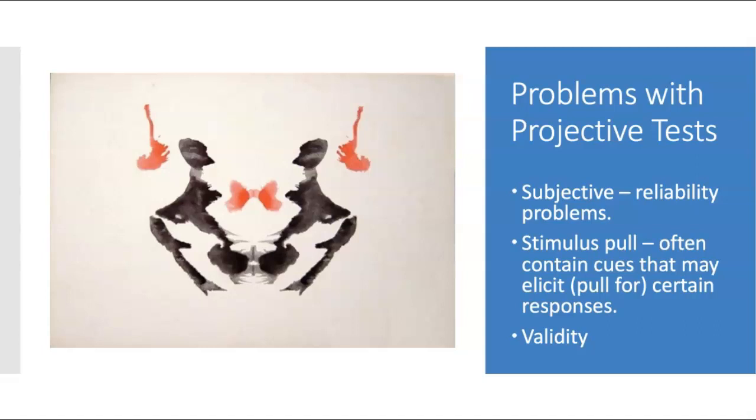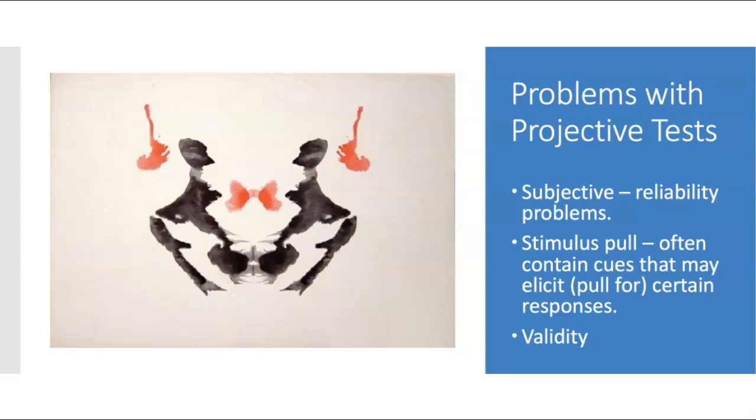So basically the point with stimulus pull is, if a stimulus has certain cues that pull for a certain response, then an individual's responses will involve reactions to the stimulus properties of the test materials rather than projections of their underlying personality.